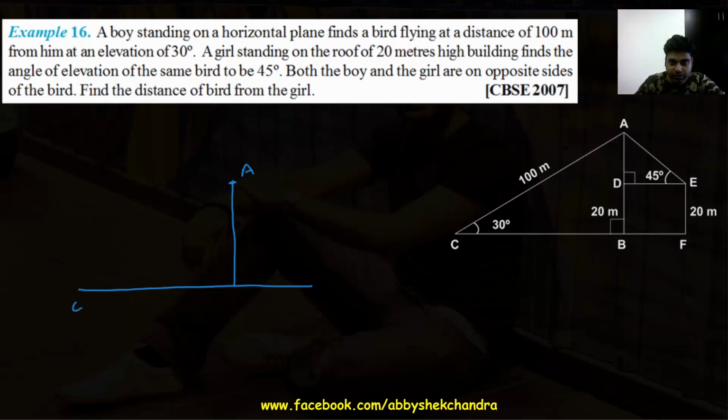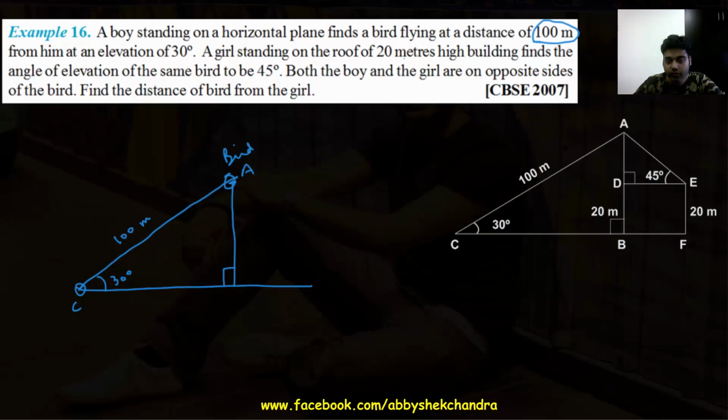Distance, or this is the position of the boy here. Now the angle of elevation is 30 degrees. Now the distance of the bird from the boy is 100 meters. This is not the horizontal distance. Don't think it is this distance. It is not. It is this distance. This is 100 meters. Here is the boy and here is the bird, right? So it is this distance. This will be 90 degrees.